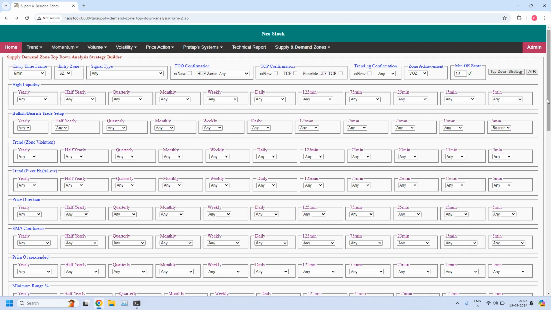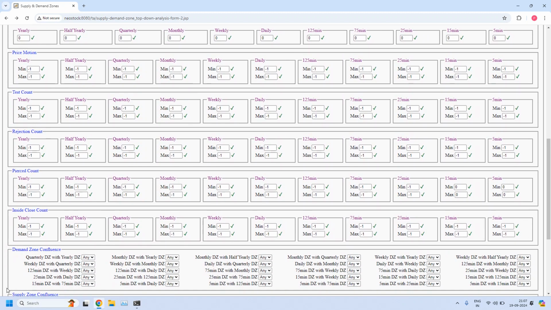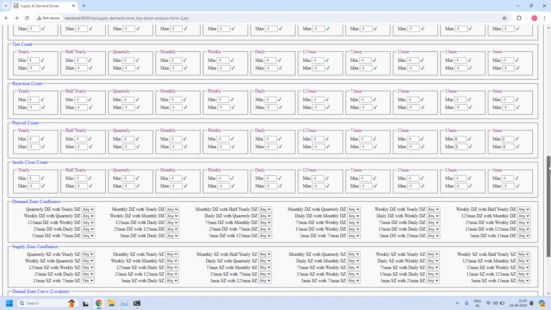I removed it. Now in the supply zone confluence, let's add 2 more filters. Already one filter is added, 15 minutes and 75. Sorry, this is demand zone. Yeah, 15 minutes supply zone, 75 is already enabled. Now 2 more filters we need to enable. That is 15 minute supply zone with the daily. Sorry, something is wrong.